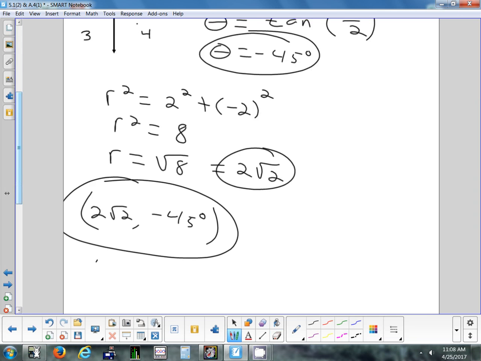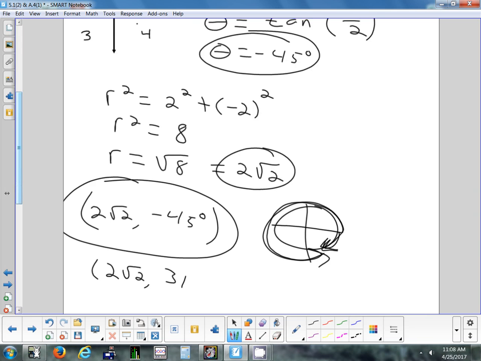Let's just write one other version. Let's keep the radius positive. And what can you add to -45 to make it a positive angle? So basically, instead of going this way, you're going to go the other way. 360. So going -45 is the short way. How much would it be to go the long way? Yep, 315. That's the same answer. And there's two other ways you could write it besides those.